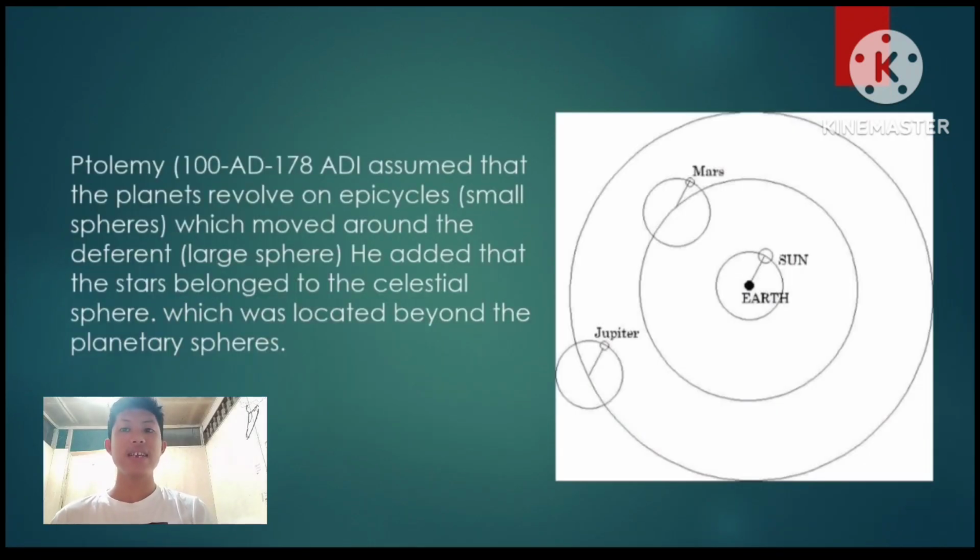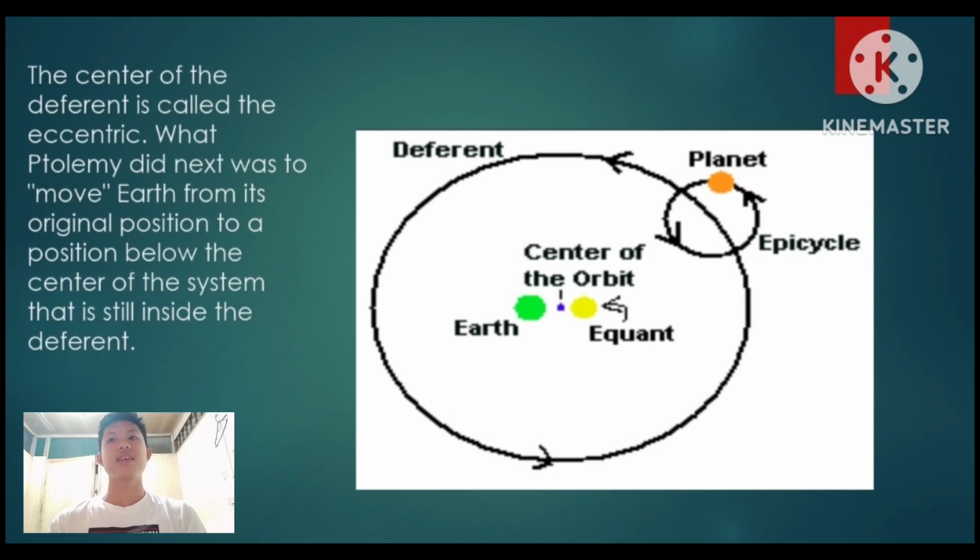Ptolemy, 178 AD, assumed that the planets revolve on epicycles, small spheres, which move around a different large sphere. He added that the stars belong to the celestial sphere, which was located beyond the planetary spheres. The center of the deferent is called the eccentric. What Ptolemy did next was to move Earth from its original position to a position below the center of the system that is still inside the deferent.